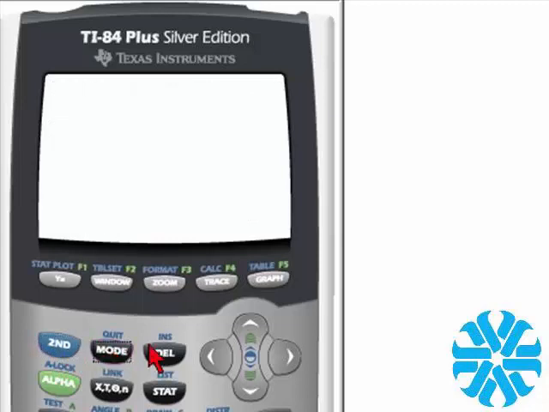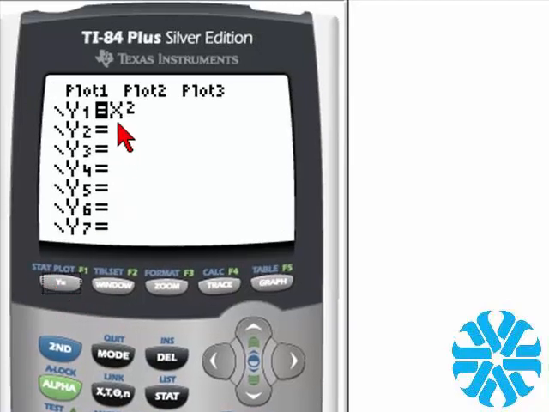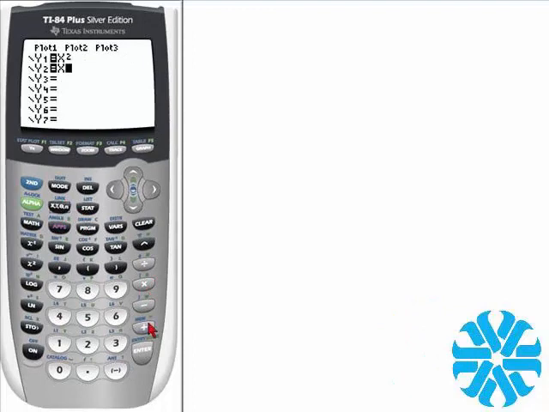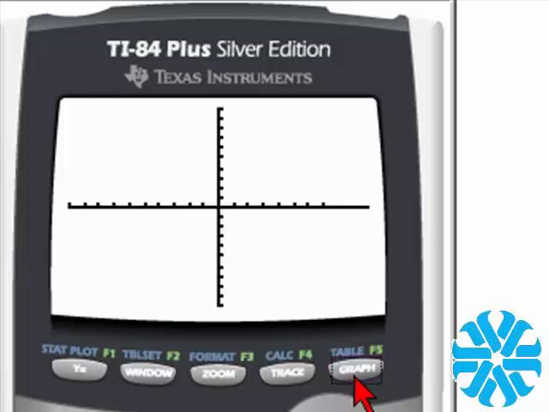So let's get out of this mode. If we go back to our y equals, we still have the function y equal x squared there. So let's move the cursor down to the next function. Let's enter a straight line such as y equal x plus 2. Now take a close look when we graph. The first thing that you'll see is x squared being plotted, and then you'll see x plus 2 plotted. So let's graph this.